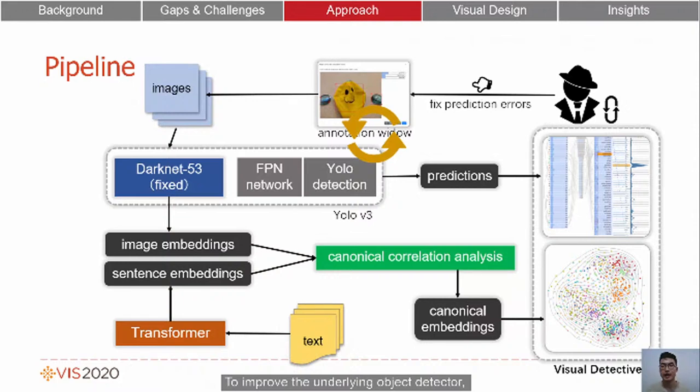To improve the underlying object detector, we first visualize the predictions to show the relationships between persons and objects. The analyst can interactively correct images within the annotation window to update the underlying model.